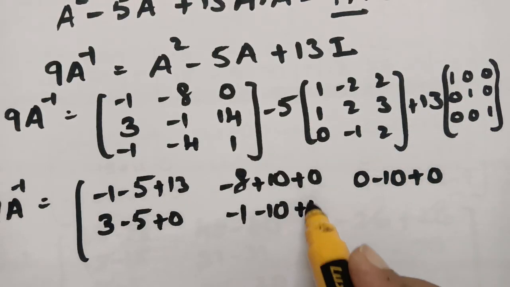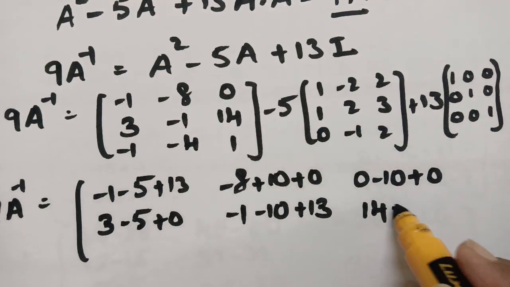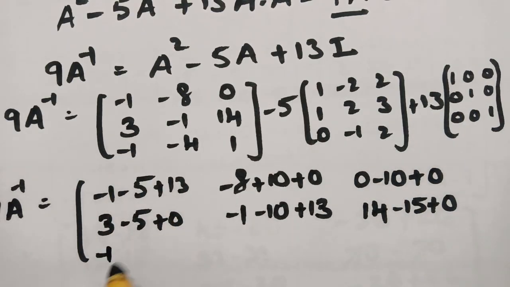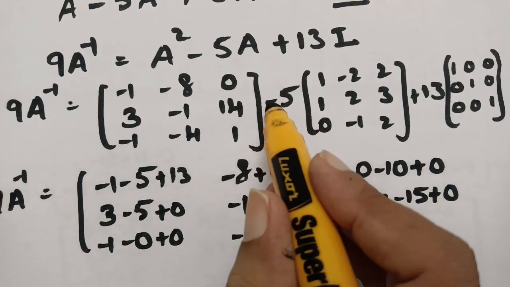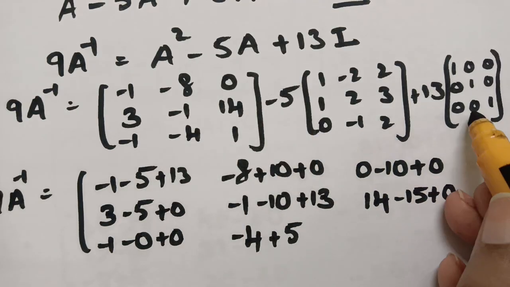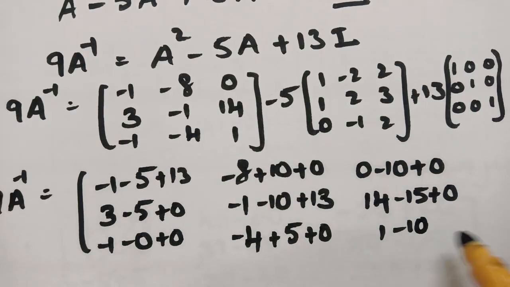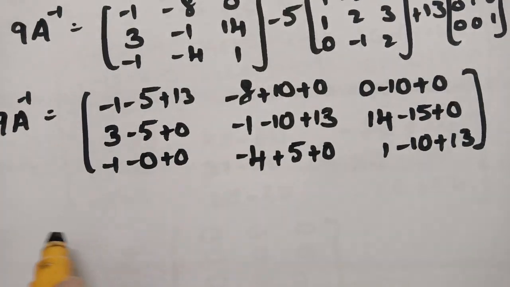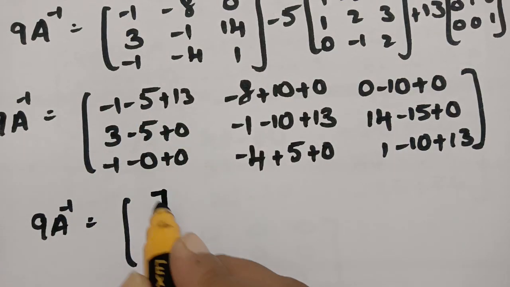In the middle the value here is minus 13, and see, this value is 14 and this value is minus 15 and this value is 0. See here, this is minus 1 and this value is minus 0 and this value is 0 again. So this value is minus 4 and this value is plus 5 and this value is 0. So here the last one, this is 1. So this value is minus 10 and this value is plus 13. Clear?